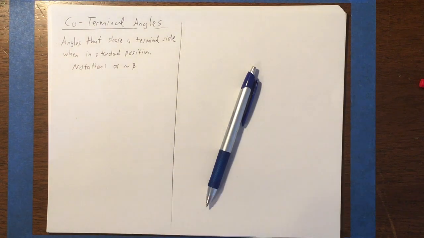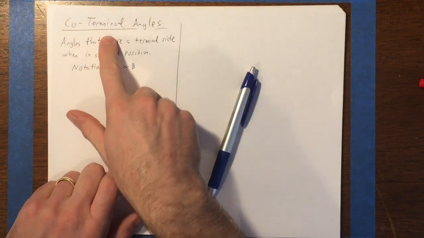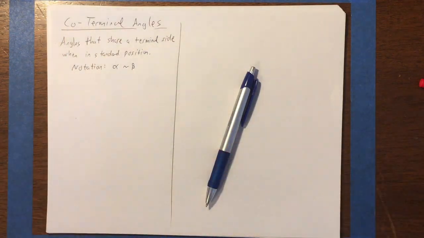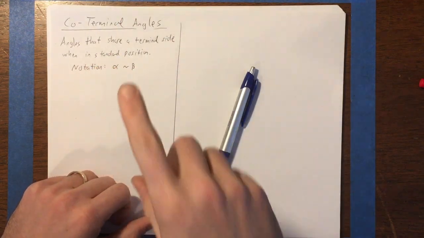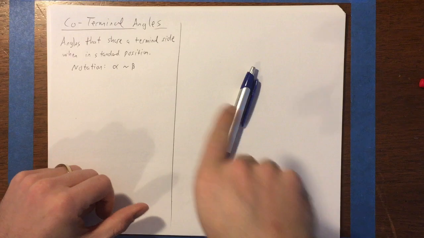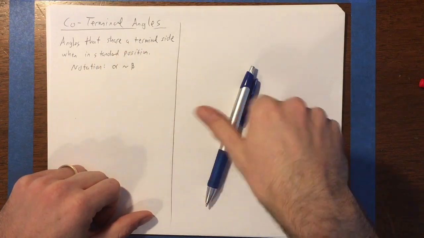All right, in this video, I want to explain the concept of coterminal angles. Coterminal. Co means like together or same, and terminal. So it means that they have the same terminal side when in standard position. That's what coterminal angles are.